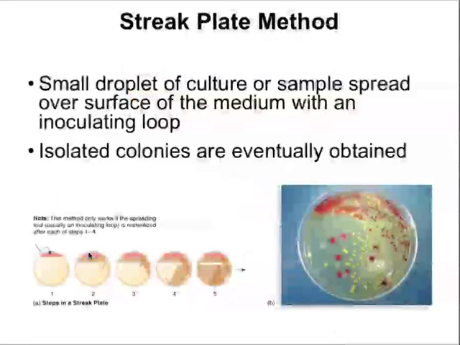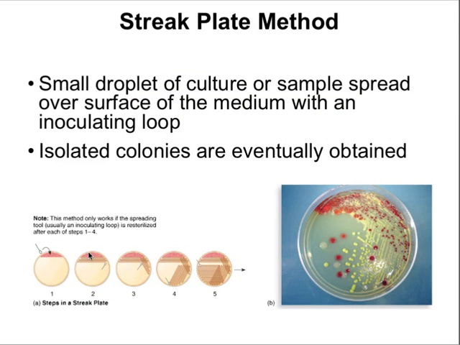The first specific method we'll look at is the streak plate method. In this method, we'll take a droplet of culture or sample that we spread over the surface with an inoculating loop. So the agar, or the growth medium in this plate, has a fairly firm surface. The inoculating loop is used to deposit some of the sample onto the dish.